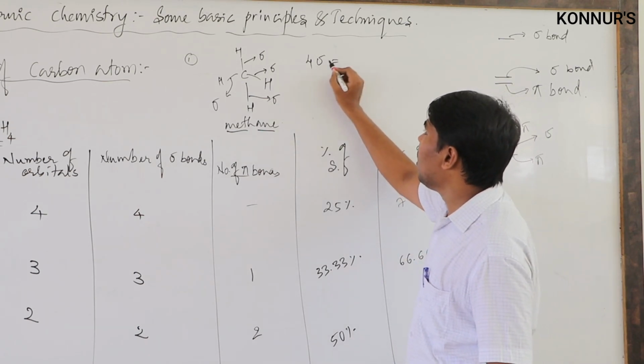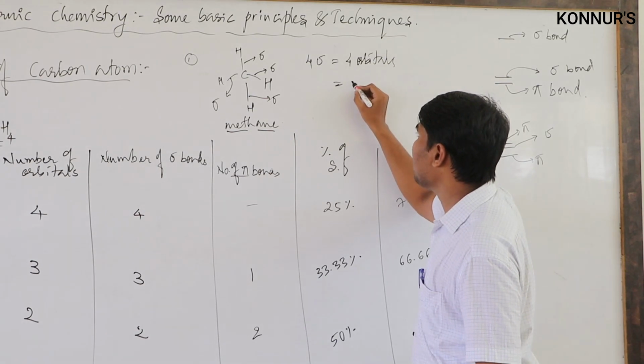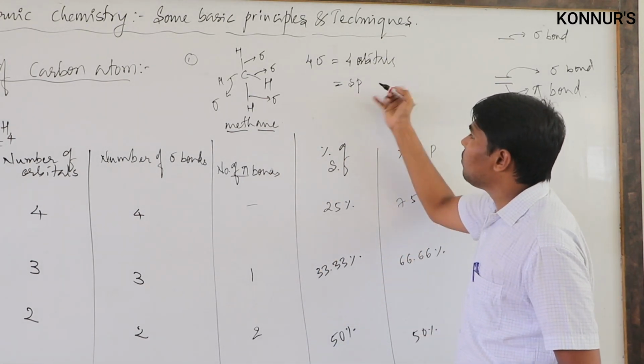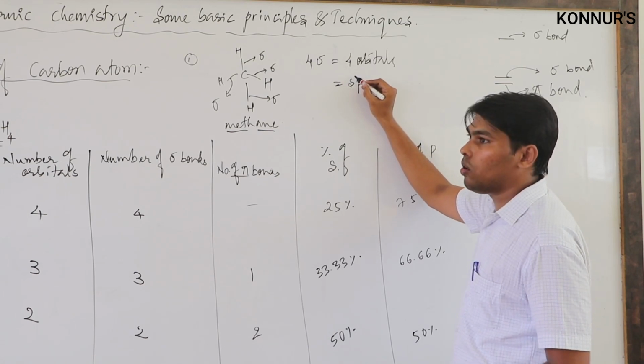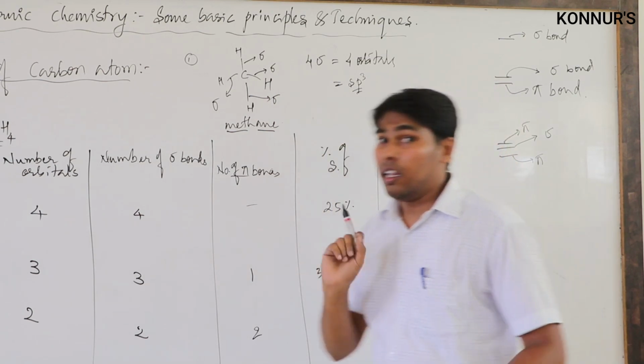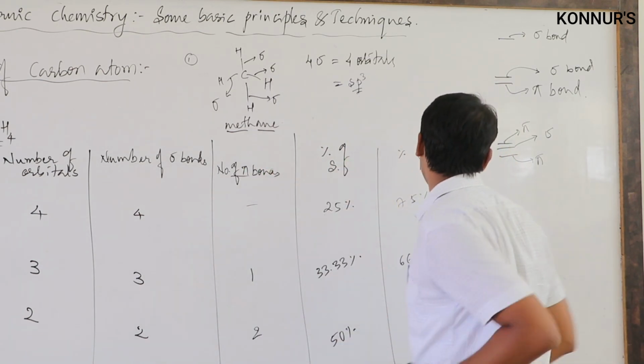Thus it is a 4 orbital. And 4 orbitals are nothing but S is 1, always S is 1. So P are 3. If S is 1, the remaining orbitals are 3. So it is sp3 hybrid. So this carbon in that methane is an sp3 hybridized carbon. So this is the example.